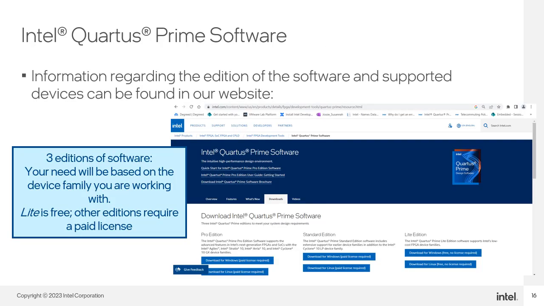You can download different versions of Intel Quartus Prime software from our website. You can also look for device support guides and additional software. There are 3 editions of Intel Quartus Prime software available. For Nios V processor design, only Standard and Pro Edition are supported.